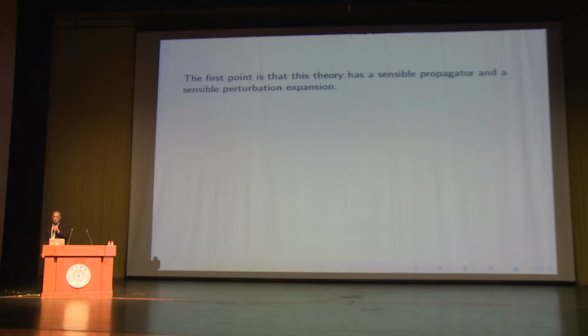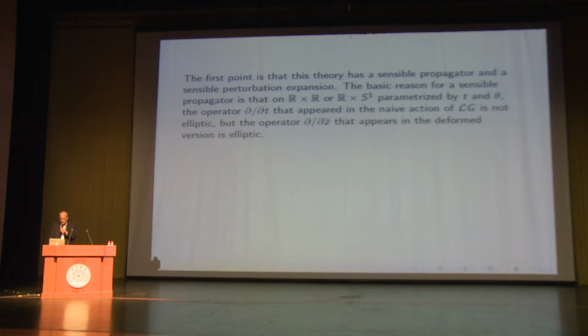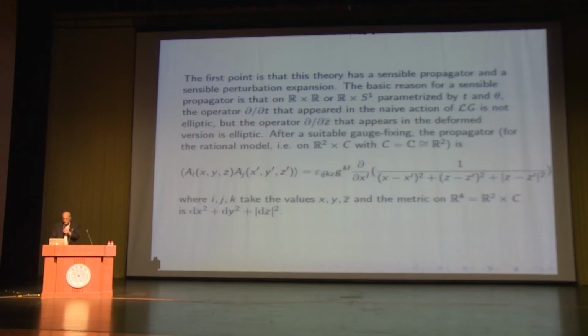Now, the first point which Costello explained in his talk is that the theory has a sensible propagator and a sensible perturbation expansion. The basic reason for a sensible propagator is that although d/dt that we had in the naive theory is not elliptic, we've now replaced it by d/dz bar, which is a good operator with a nice inverse. So after a suitable gauge fixing, the propagator is basically what Costello wrote.